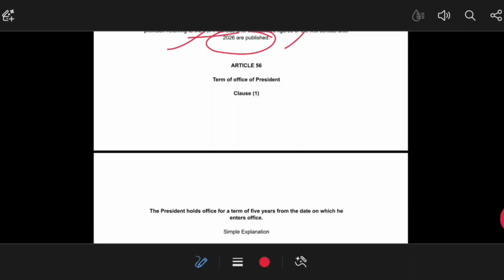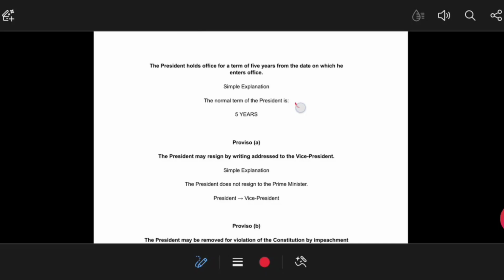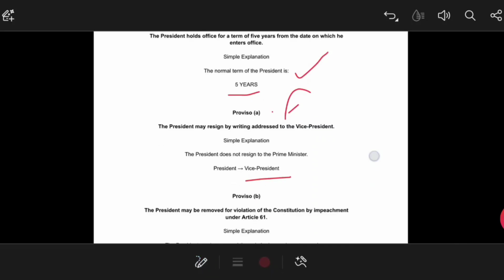Now Article 56 is about the term of office of the president. Clause 1 says that the president will hold office for a term of 5 years from the date he entered office. So the normal term for the president is 5 years, and the president may resign by giving his or her resignation to the Vice President of India.